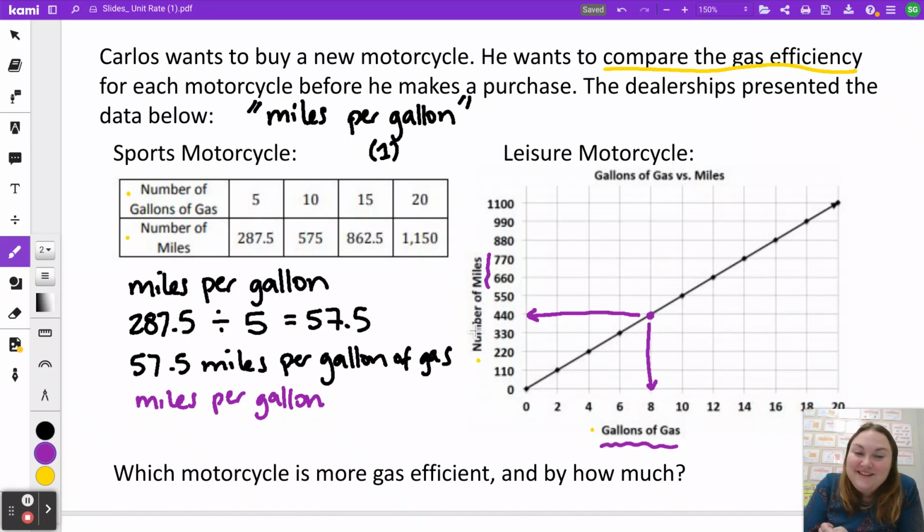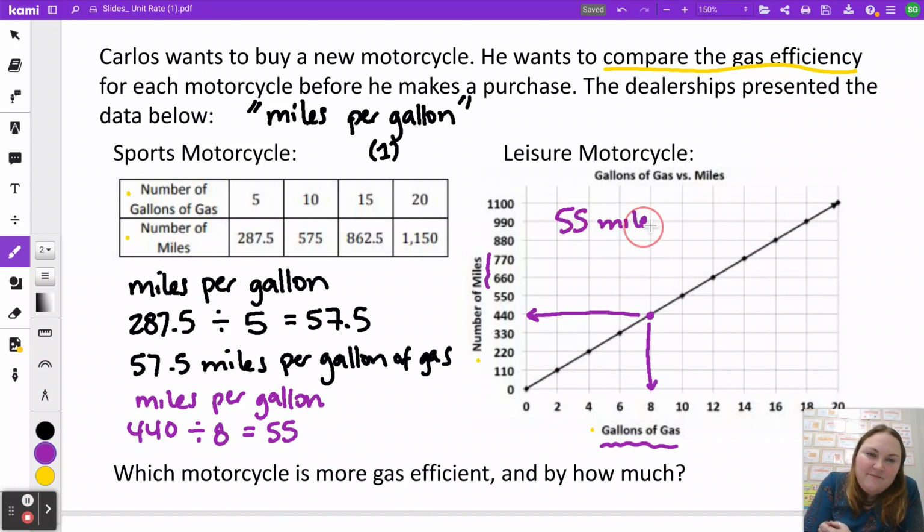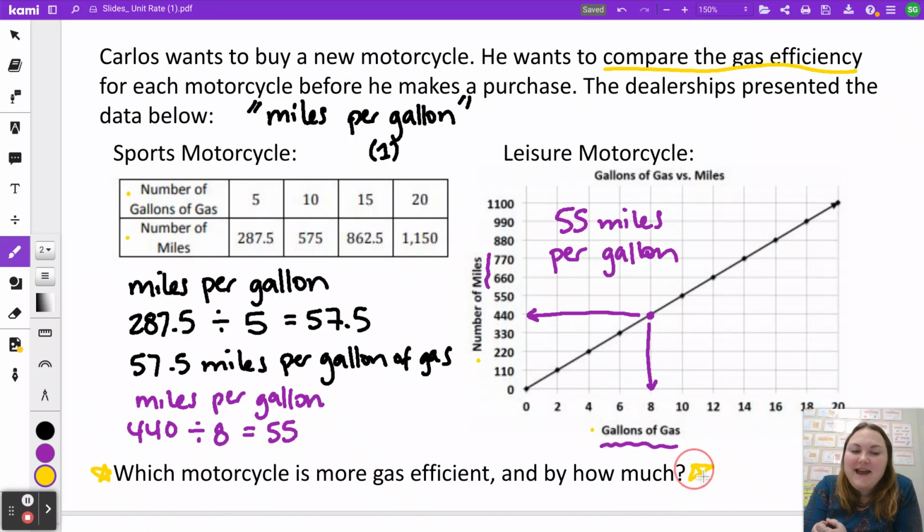Well, if I use this point that I had chosen for us earlier, you didn't have to, but I'm going to since it's already marked, I'm taking my miles divided by the number of gallons, and when I do that, it gives me 55. So that means the second motorcycle can go 55 miles per gallon. Once we have this information, I'm using unit rate now, and it's going to help me answer our question of which one is more gas efficient and by how much.